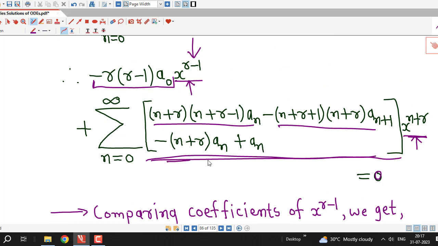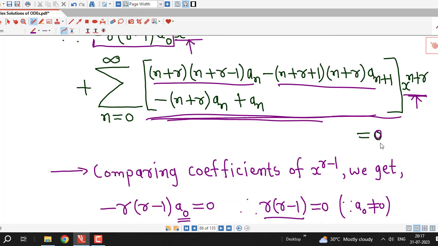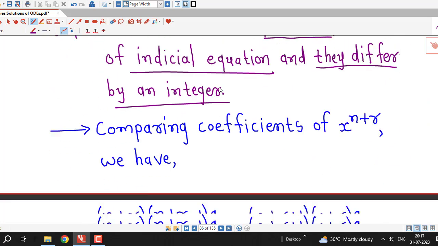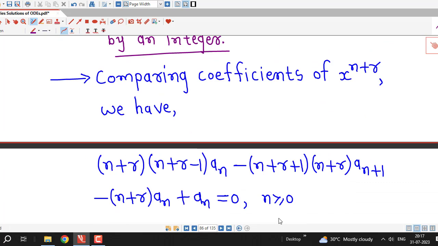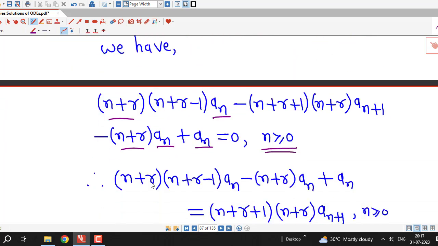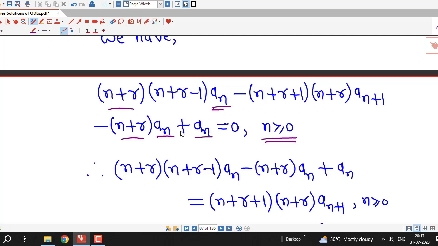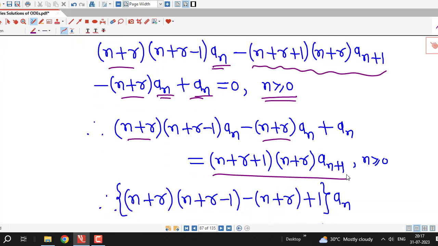Now in the next step we equate the coefficient of x raised to n plus r to 0. So I have written this quantity equal to 0 here, and the summation is starting from 0 to infinity, therefore we have n greater than or equal to 0. Now in the next step we can take an common, or we can take n plus r common first. So I have done all those things here. I have written the terms with an simultaneously, and this is taken on the right hand side, so it is here. In the next step I have taken n plus r common, and an is common in every term, so it is outside the bracket.